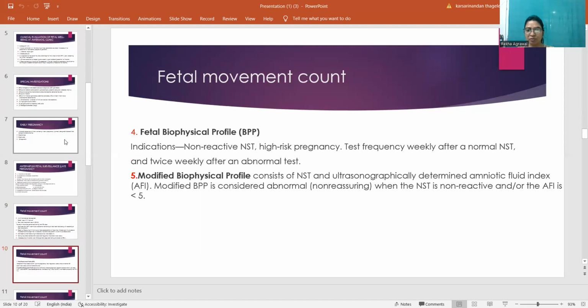Modified biophysical profile. It consists of the NST, that is the non-stress test, and ultrasound to determine the amniotic fluid index. A modified biophysical profile is considered abnormal when the NST is non-reactive and the AFI is less than 5.